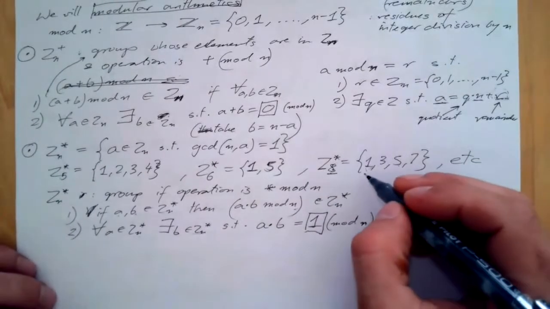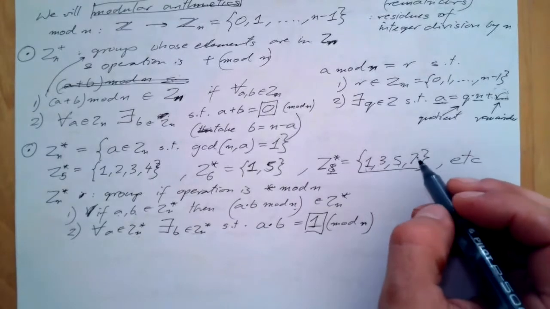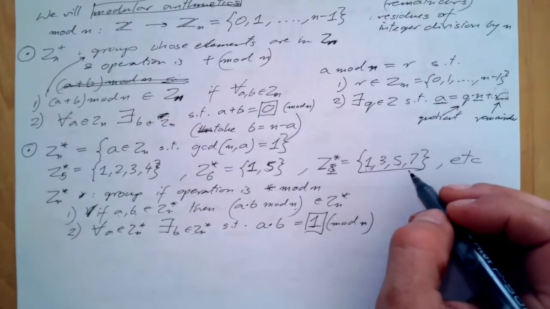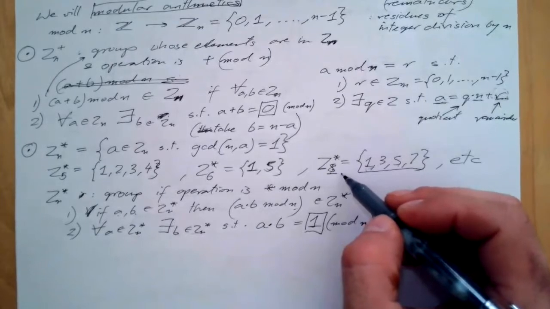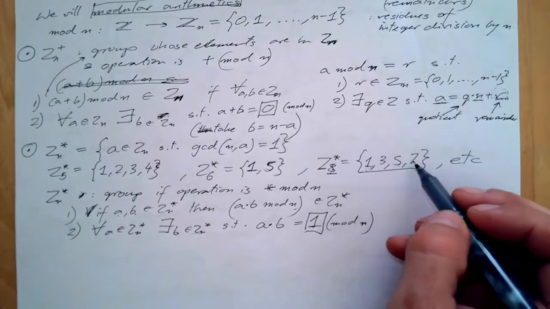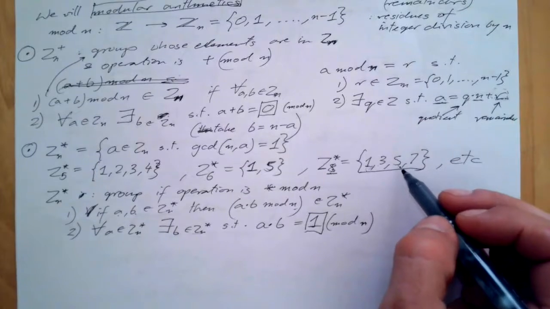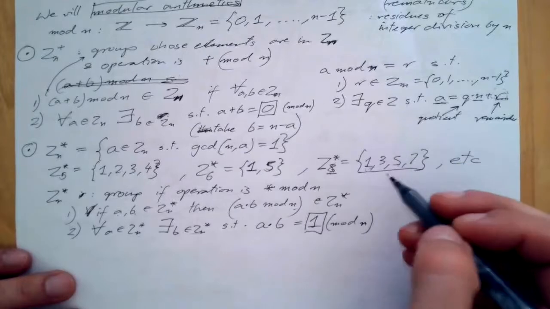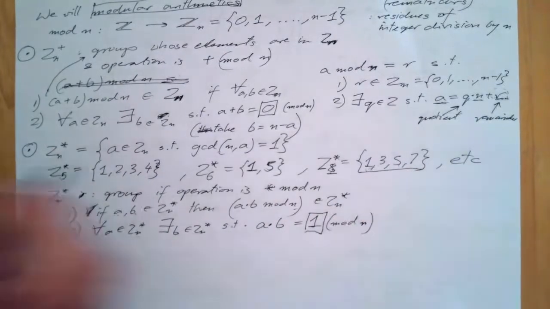Oh, wait, you know what? Hold on a second. Now I'm confusing myself. I think it's not true about this group, is it? Okay, 3 times 3 is 9, all right. 49 is 48 plus 1, okay. But what about 5? Oh yeah, 25, okay. So just squaring them always gives you a unity. Yeah, okay, so it is true about that one.